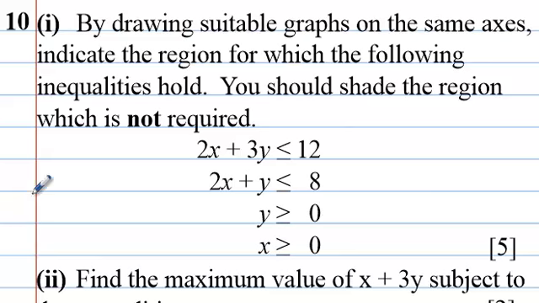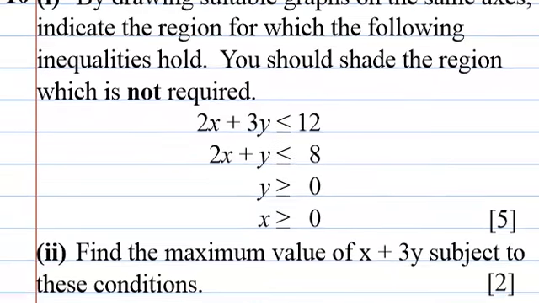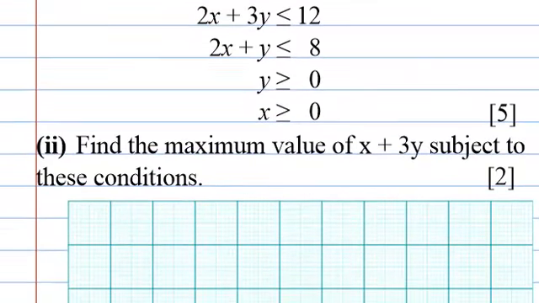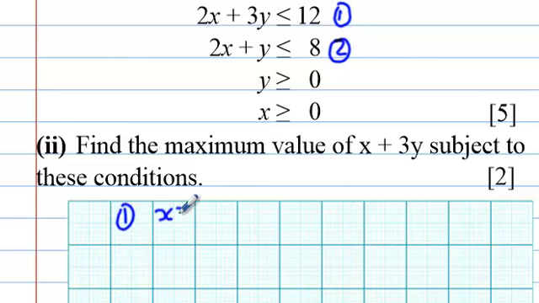Question 10. By drawing suitable graphs, indicate the region for where the inequalities hold. So the first thing I need to do is give myself some values to work with. So if we number these off as 1 and 2, then for function 1, when x is 0, y equals 4, and when y equals 0, x will equal 6.